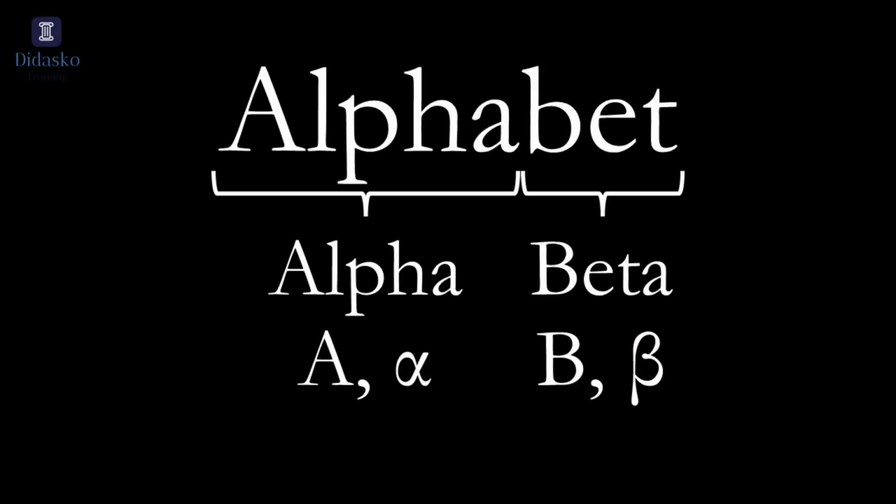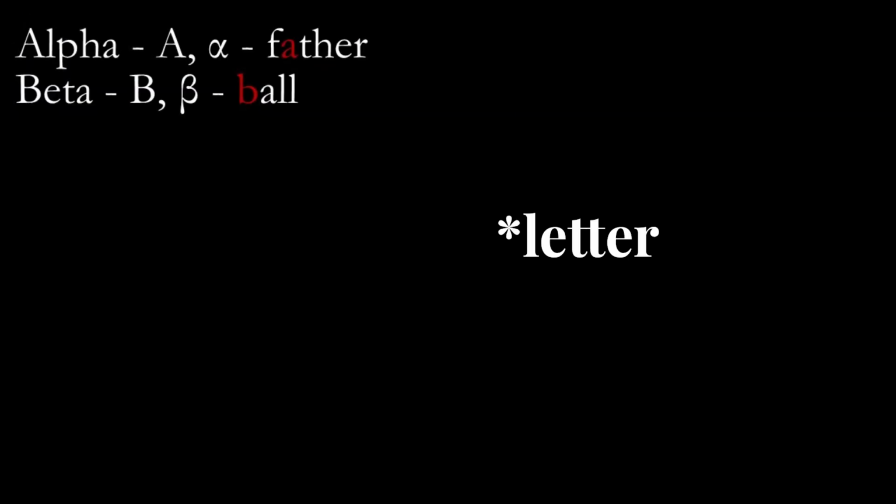So here's a bit of good news. If you know the word alphabet, you already know the first two letters of Koine Greek, alpha and beta. Congratulations, you're already 9% on your way to mastering your Greek alphabet. So as we mentioned already, the first letter of the alphabet is alpha, which sounds like the A in father. The second letter is beta, which sounds like the B in the word ball.